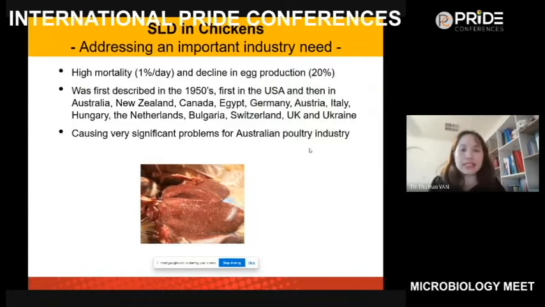So spotty liver disease in chickens is a significant disease in the poultry industry, especially in Australia, because it can cause mortality and also egg production reduction as well. In 1950, it was first reported in the USA, and then it was reported in other countries. But about 20 years ago, it came back, and now it's a problem for the Australian poultry industry. And then it's also reported in other countries, which I'm going to talk about later.